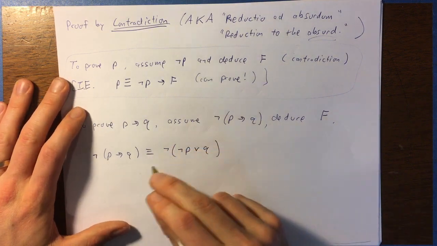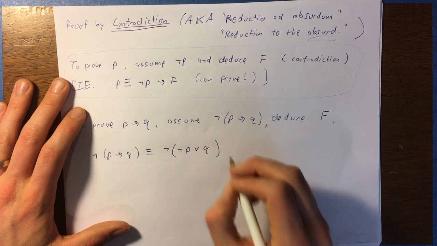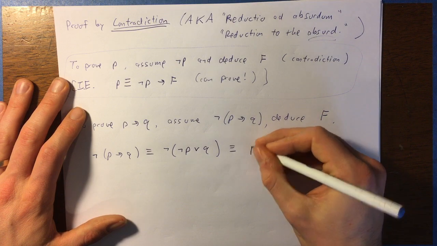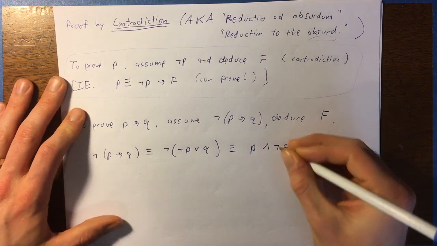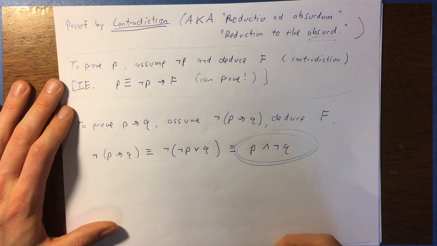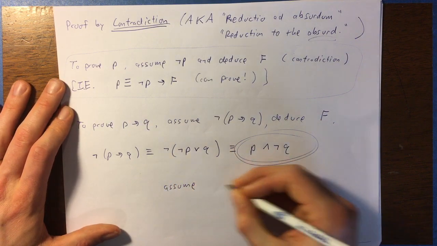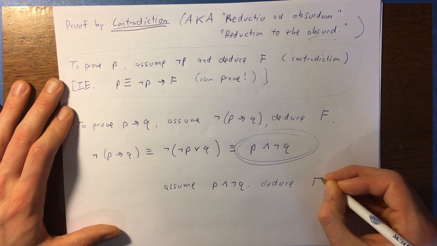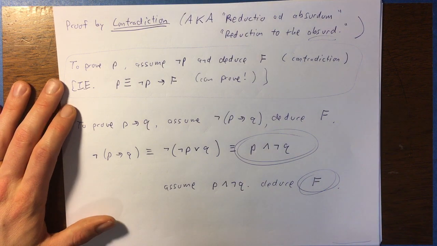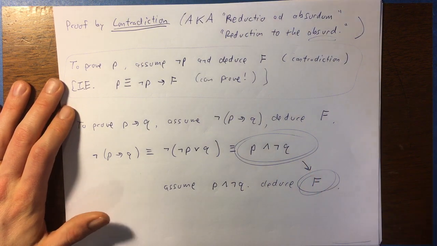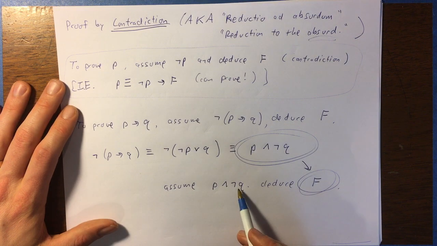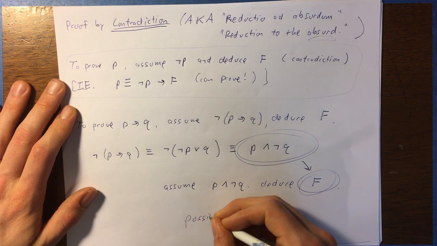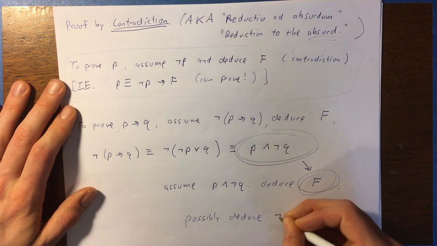So if I apply De Morgan's law to this, to distribute the negation, it's going to become an and, and I'm going to also apply a double negative here. This is going to become P and not Q. So right there, really what you want to do is actually assume that. You're going to assume P and not Q, and then you're going to deduce something false. One of the things that you could deduce, if you assume P and not Q, would be not P.